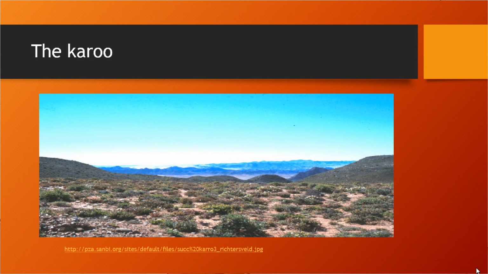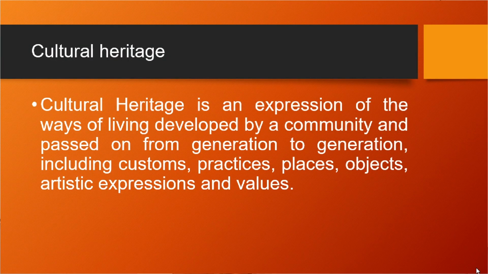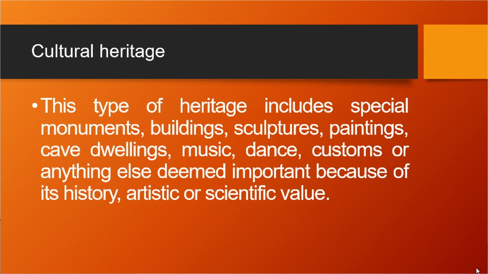Moving on, we are now going to look at cultural heritage. Cultural heritage is an expression of the ways of living developed by a community or a group of people, and it is passed on from generation to generation. It includes our customs, practices, places, objects, artistic expressions, and also values. This type of heritage includes special monuments, buildings, sculptures, paintings, caves, dwellings, music, dance, customs, or anything else that is deemed important because of its history, artistic, or scientific value to us as a nation.